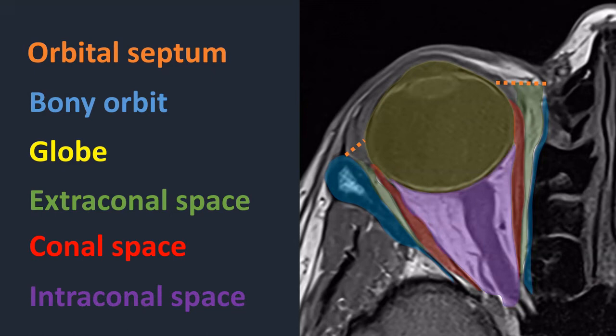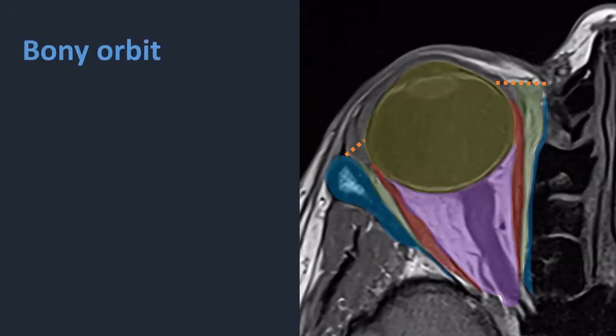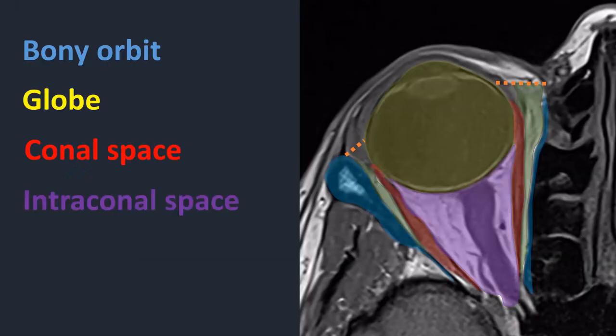And this division of the orbit into several anatomical compartments is very helpful when trying to provide a differential diagnosis of pathology. So that's why in this presentation, I'm going to use this compartmental approach. I'm going to start by showing you bony orbital anatomy and pathology, followed by anatomy and pathology of the globe. And then we're going to talk about the conal space, intraconal space, and extraconal space.